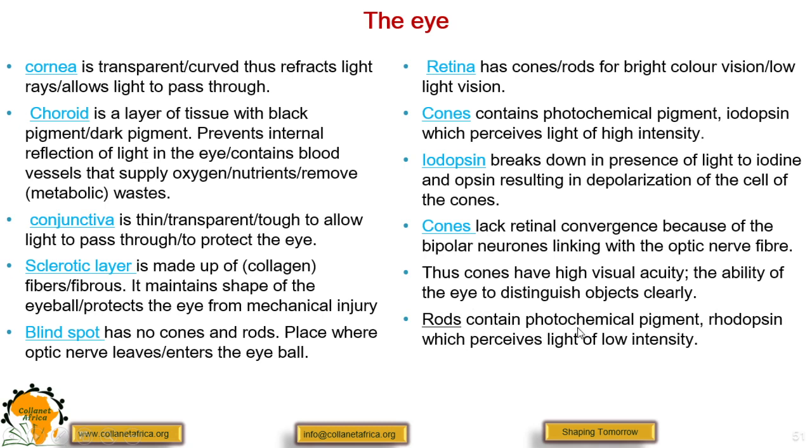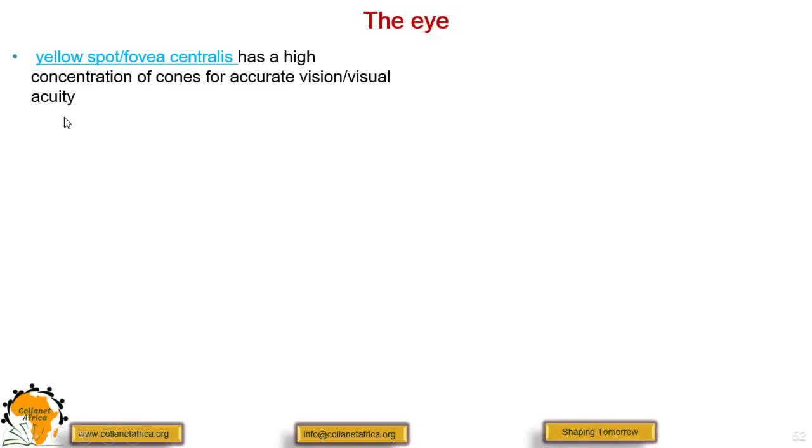Rods also contain photochemical pigment, rhodopsin, which we had mentioned, which perceives light of low intensity. Since cones receive light of high intensity, rods receive light of low intensity, and therefore have low visual acuity. They cannot distinguish fine details.